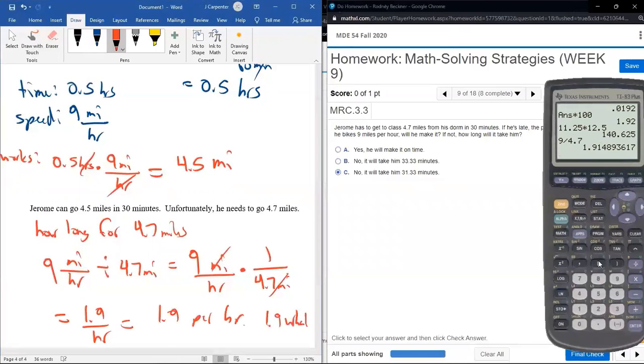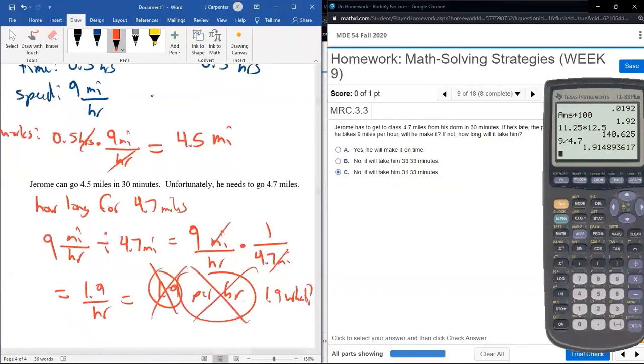1.9 what? How could that be the answer? First of all, this is about 2 hours. It's neither of these answers, so it's very obvious that's wrong. But it shouldn't take him almost 2 hours if in 30 minutes he went 4.5 miles. It's only going to take him an extra minute or two to go that extra 0.2 miles. So this doesn't make sense based on the number, and based on the units, that doesn't make sense. So again, this was wrong.